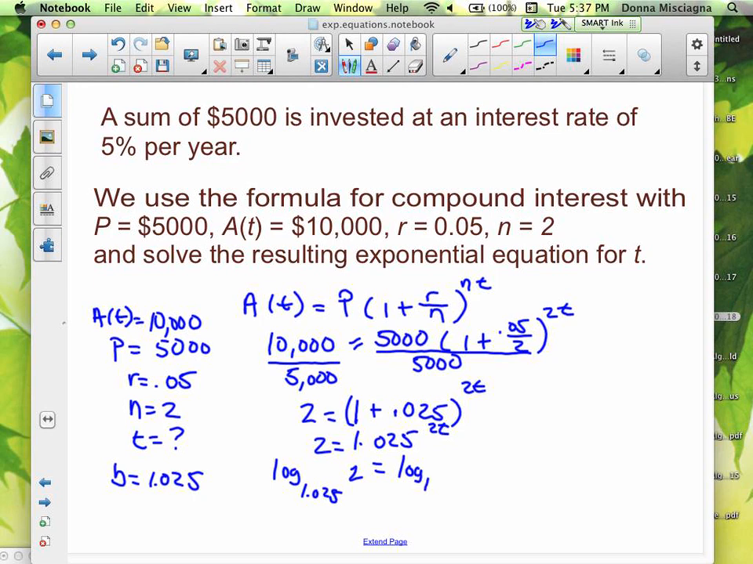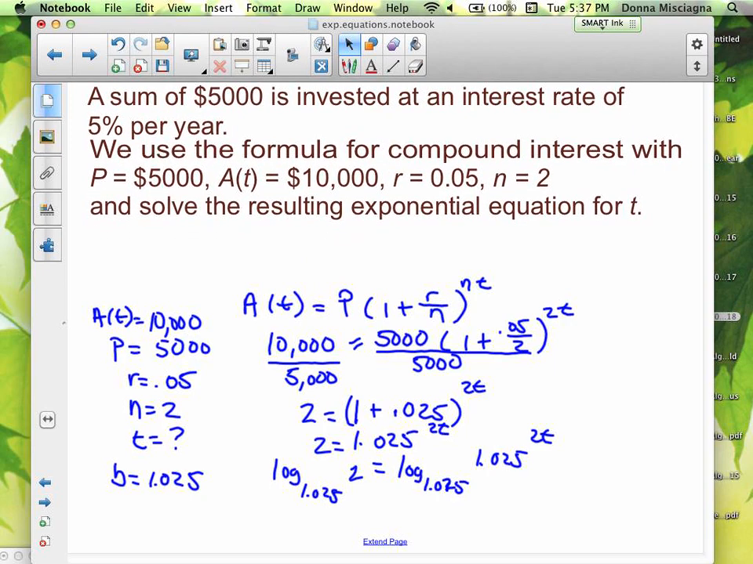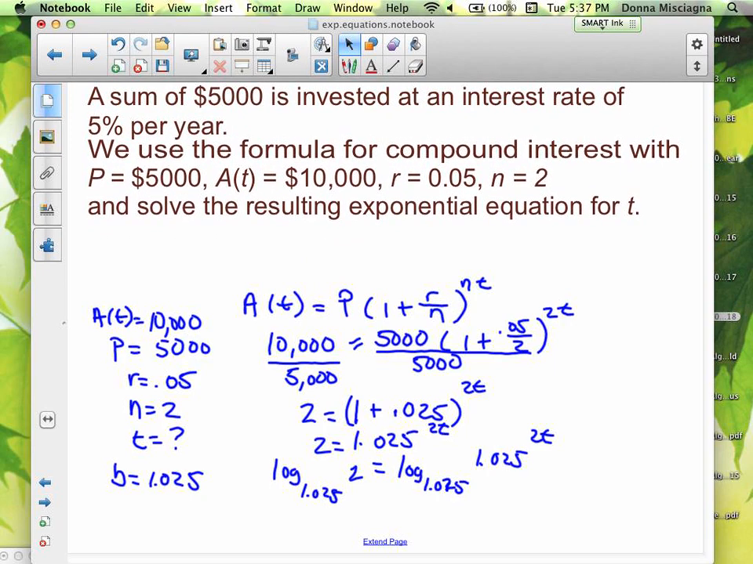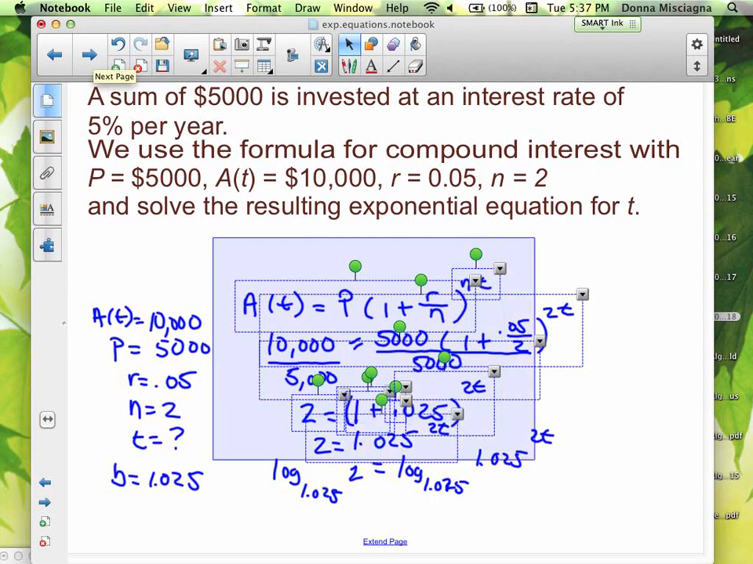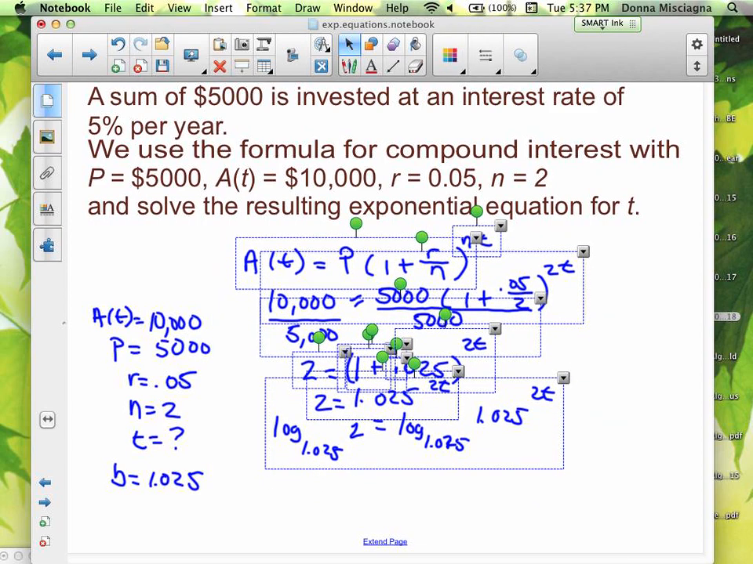log base 1.025 of 1.025 to the 2t power. Right? So I wish I had more space here. I shouldn't have written this so big. Maybe we can move that up a little bit. I'm running out of space here at the bottom. I'm going to try to move everybody up at the same time. Come on, move up. There we go.